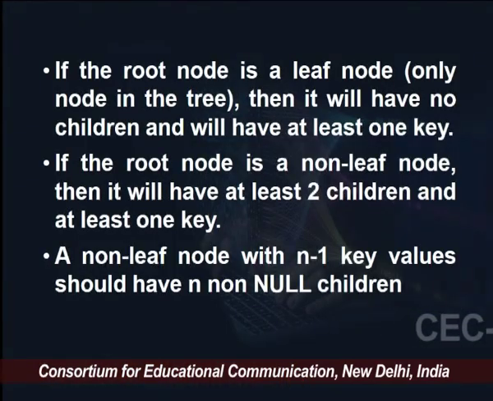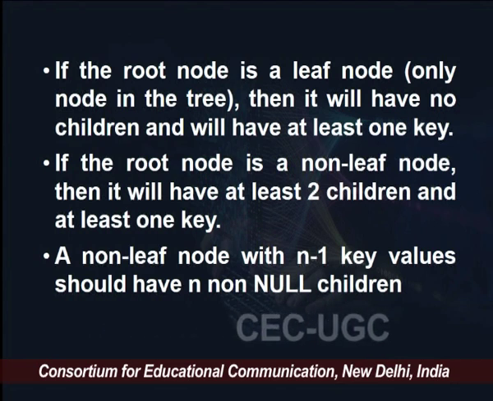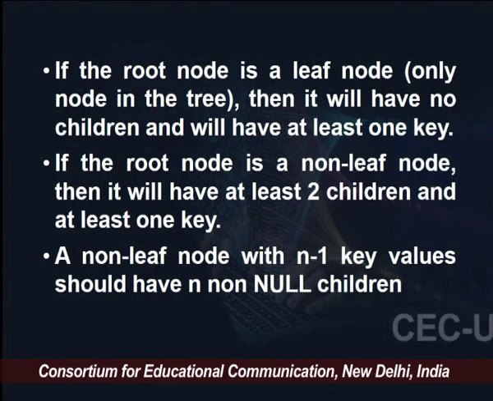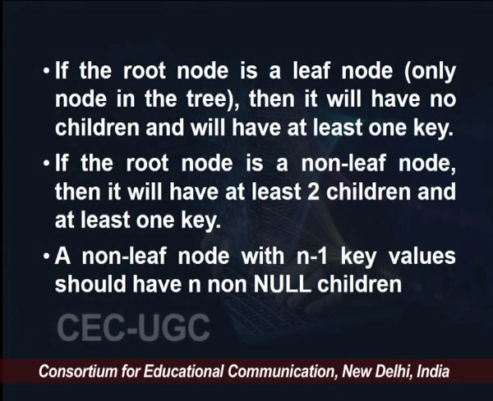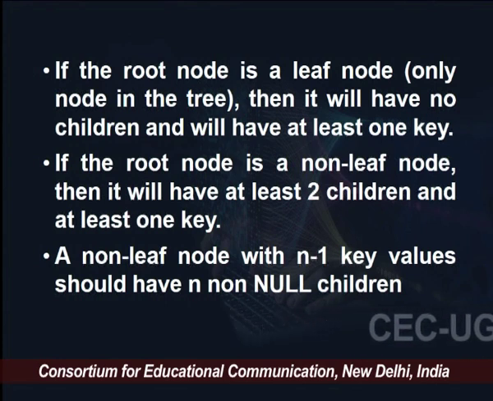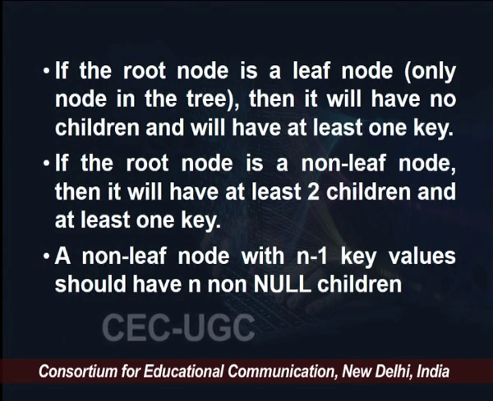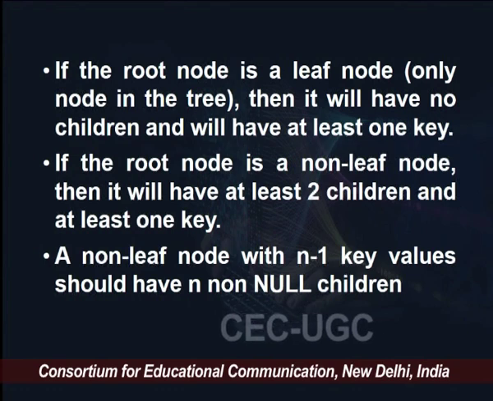It had only 1 key, but there were 2 children. A non-leaf node with n minus 1 key values should have n non-null children. So, whenever there is a non-leaf node with x key values, it is going to have x plus 1 non-null children. That means the children should not be null. So, these were the properties of B trees we were looking into.